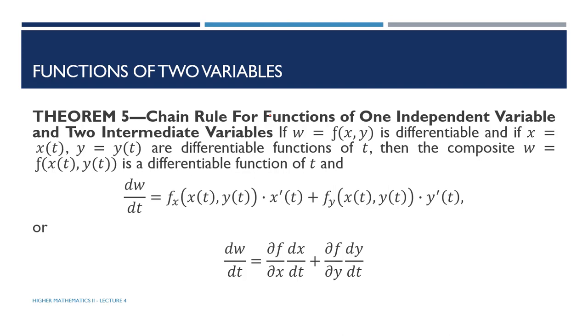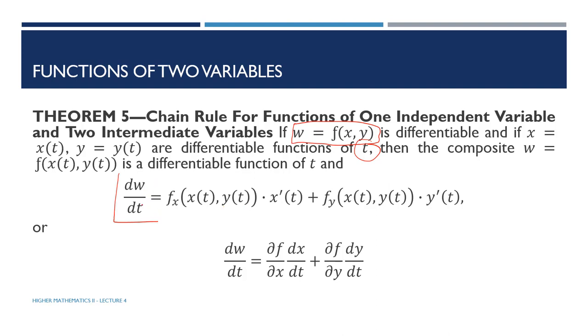Theorem 5 says chain rule for functions of one independent variable and two intermediate variables. If w equals f of x, y, and it's differentiable, and if x equals x of t and y equals y of t are differentiable functions of t, then the composite w equals f of x of t, y of t is a differentiable function of t. And we write the following: dw/dt, which is the derivative of w with respect to t. T is the independent variable in this case.